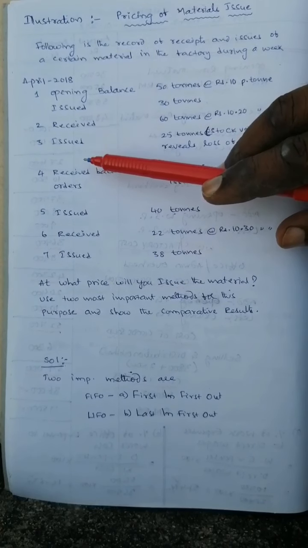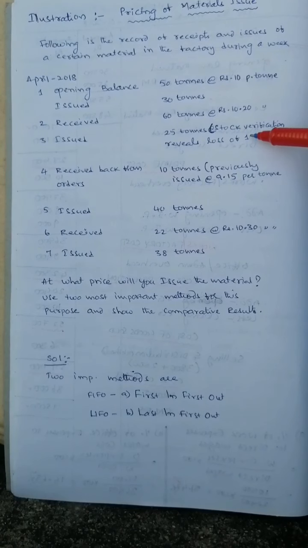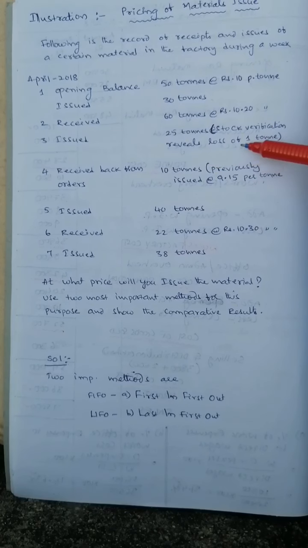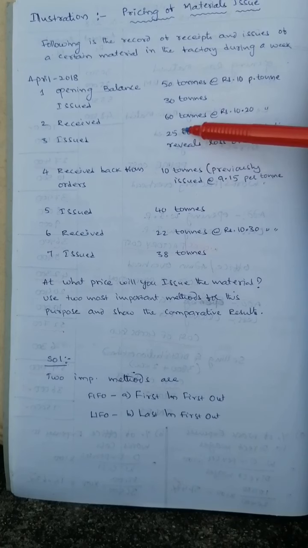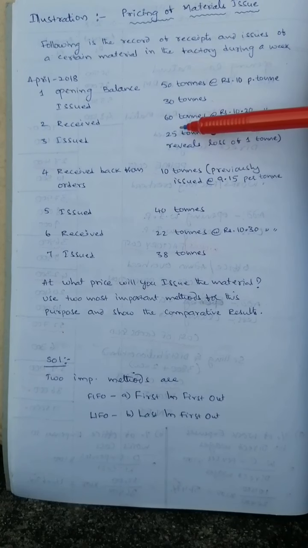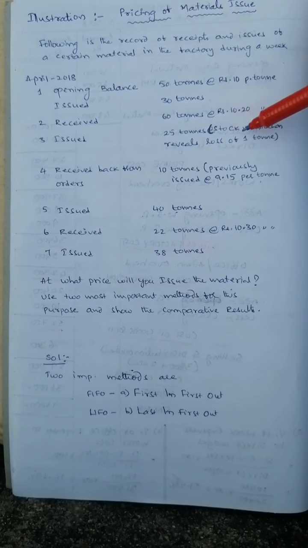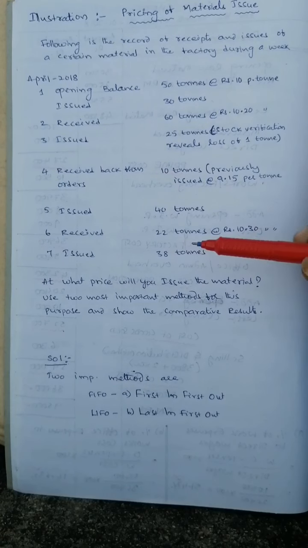3rd of this month, issued 25 tons. Within brackets something is mentioned: stock verification reveals loss of 1 ton. Means there are two happenings. One is issue of material 25 tons. At the same time, immediately physical verification of the stock happened, where we found that 1 ton of loss is there.